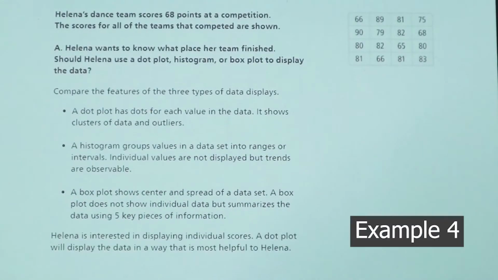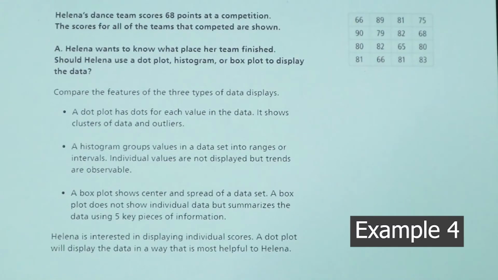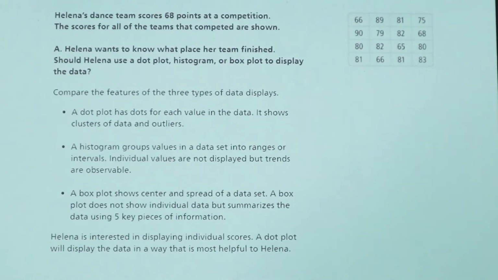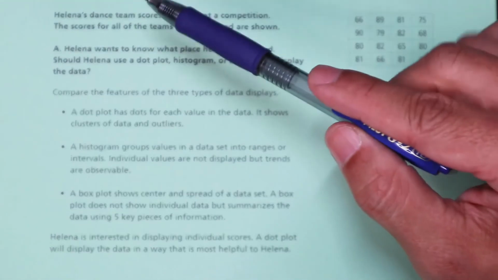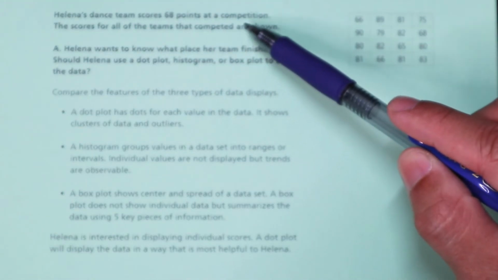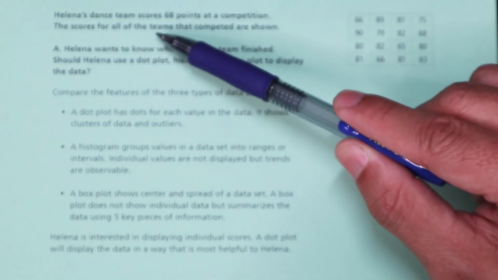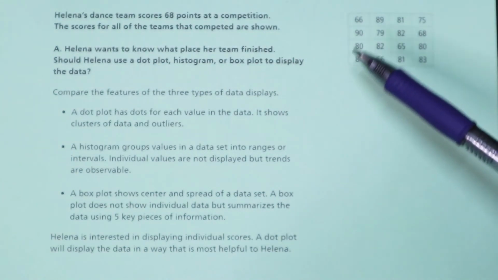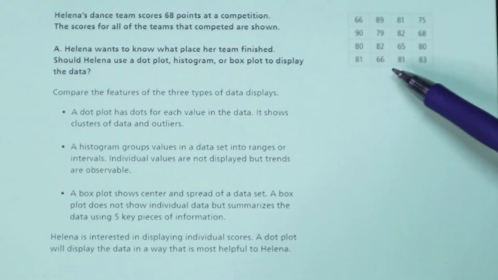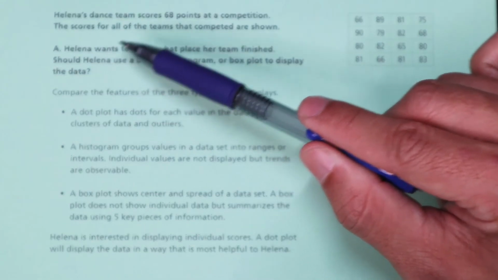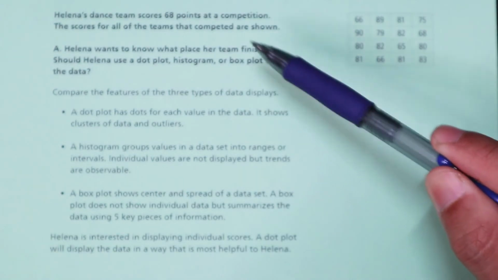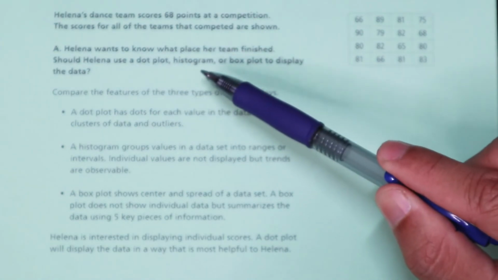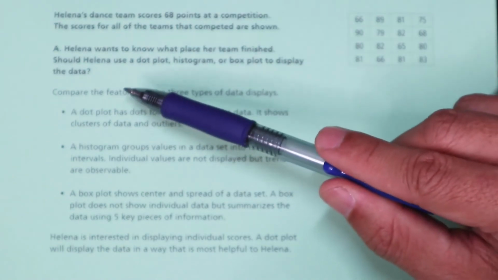Well, finally, on the last example, example 4, we're going to determine what kind of display we should use for certain types of questions. In this example, it says Helena's dance team scored 68 points at a competition. The scores for all the teams that compete are shown. So these are 16 teams, and these are their scores at a competition. Helena wants to know what place her team finished. Should Helena use a dot plot, histogram, or box plot to display the data?